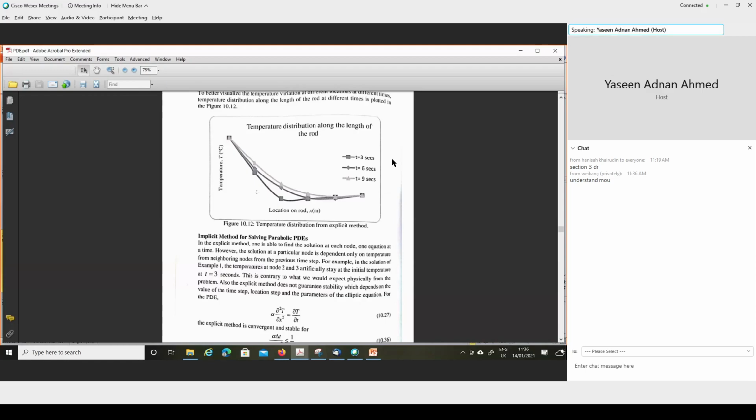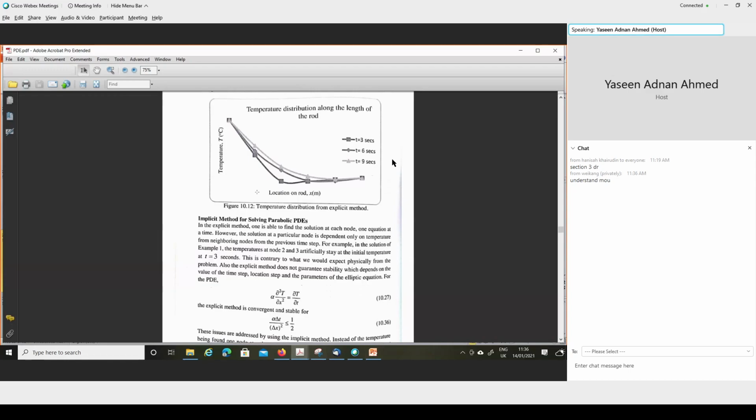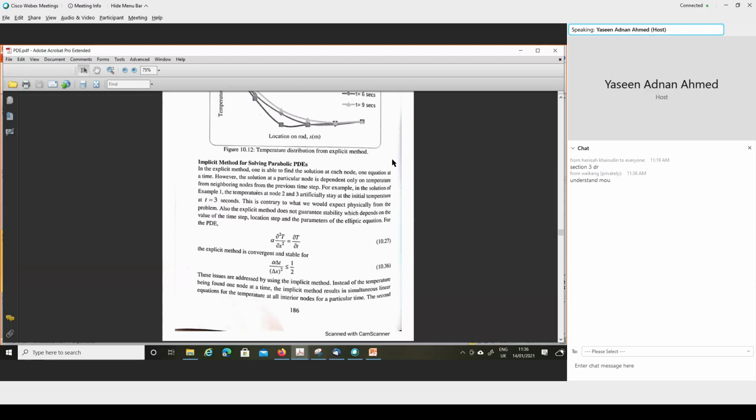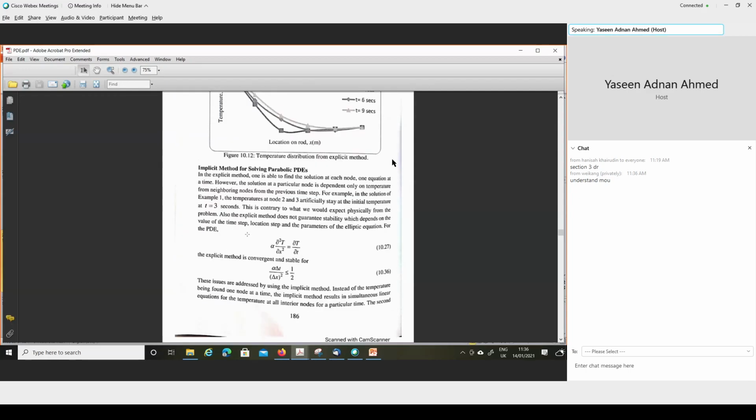And next we need to consider the implicit method. This is another way to solve the problem. Why do we need the implicit method? Because if you try to solve the PDE using the explicit method, there is a question regarding stability. You know the value of alpha, lambda. This value should be less than half. If you want to consider the explicit method, in order to ensure convergence and a stable situation, you must have this product value less than or equal to half.